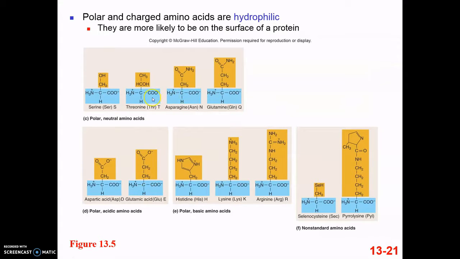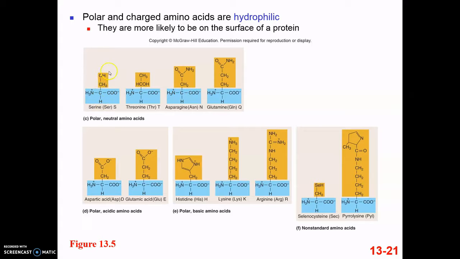Next, we have the polar and charged amino acids. These are all hydrophilic in nature. They are going to tend to be on the surface of a protein because since they can form hydrogen bonds with water, water will tend to prevent them from being folded into the interior. There are, of course, always exceptions to that, to both hydrophobicity and hydrophilic. All right, so this first group here we will call the polar amino acids because they are polar in nature, but they are not charged.